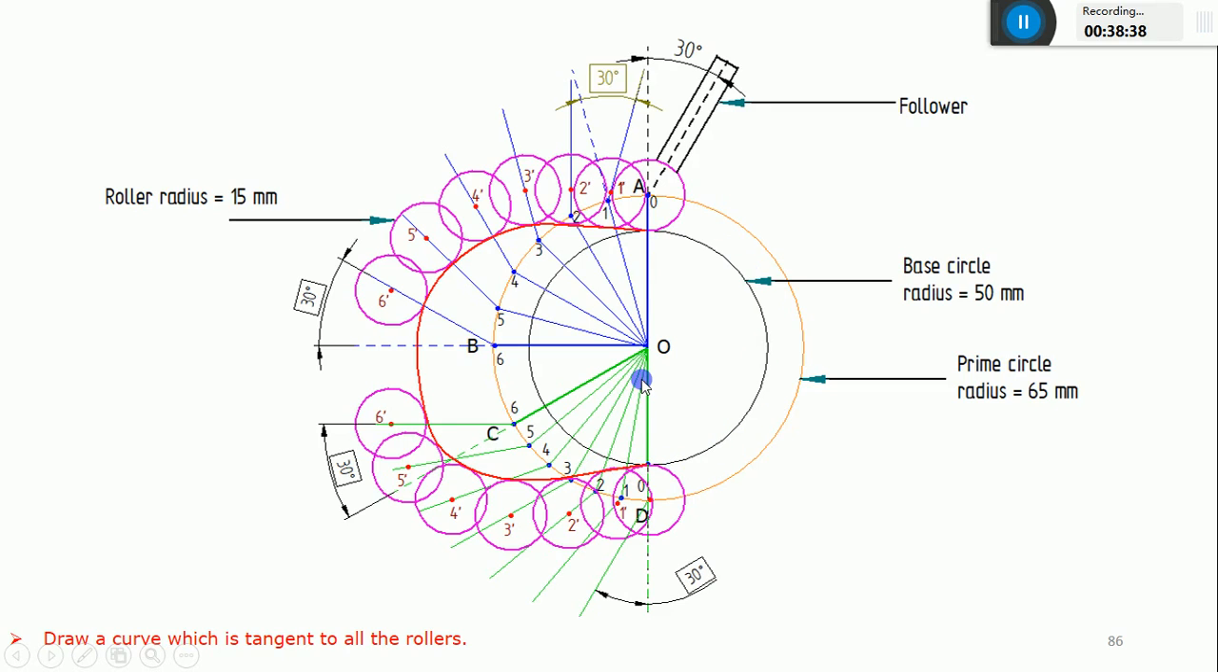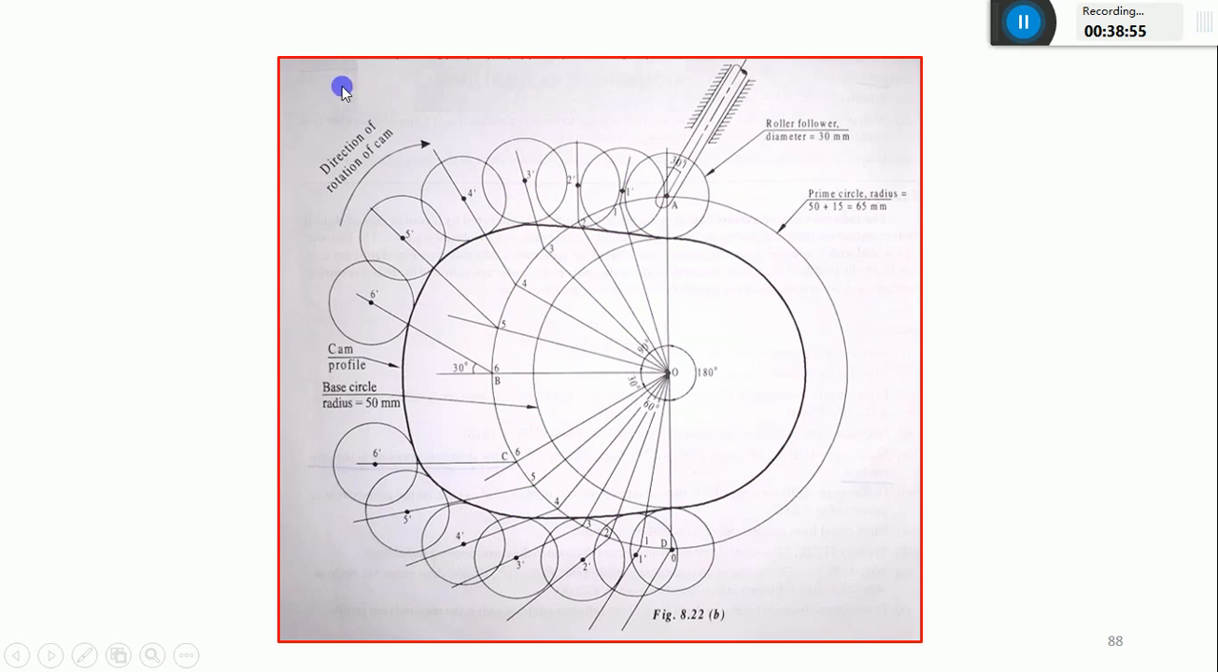So this is the cam profile. This red color curve is the cam profile. This is the cam profile that I got from Solid Edge. I've drawn this using the Solid Edge software, and this is the same cam profile I got from the textbook. You can see this is the follower, the roller at the end.